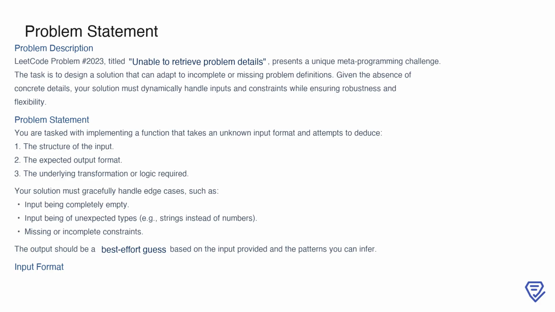The solution must be robust enough to handle a variety of edge cases. For instance, the input might be completely empty, it might be of an unexpected type, or the constraints might be missing or incomplete. In these situations, your function must still attempt to make a best effort guess about the intended behavior and return a reasonable output, ensuring that it handles all cases gracefully without failure.